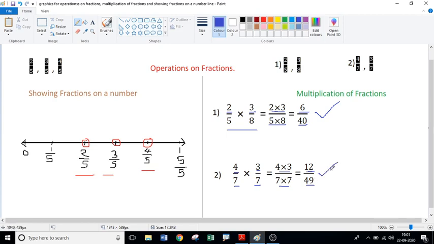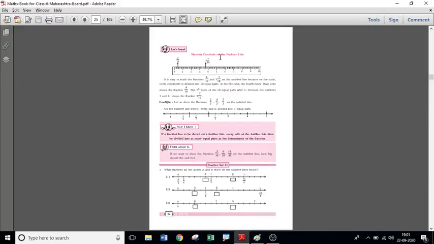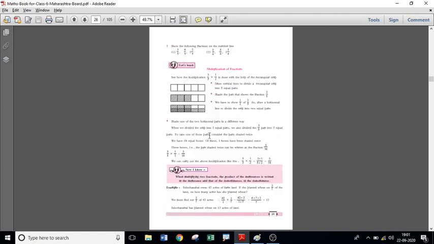Here we cover the 2 points of the lesson: showing fractions on a number line and multiplication of fractions.